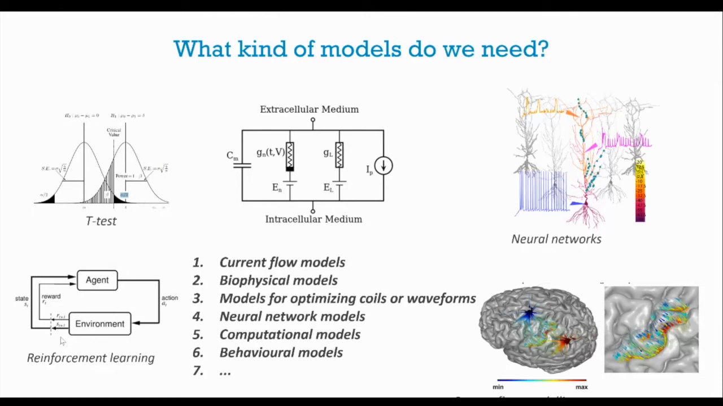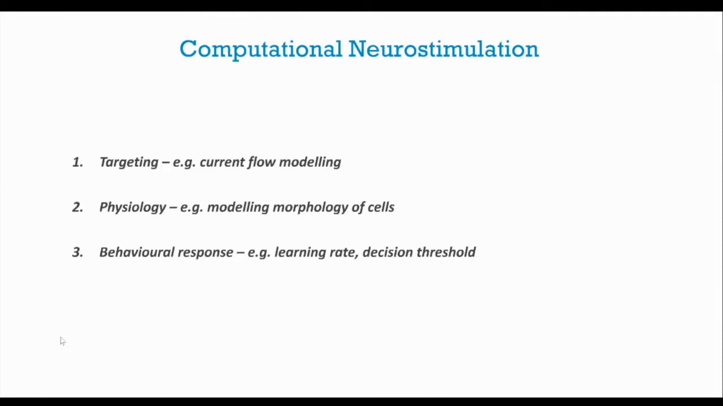I'm going to browse through three topics basically. One is about models that address the targeting, so current flow models, for example, models that help us define what we're stimulating, how much we're stimulating, and so on and so forth. And then models that tell us something about the physiology, say that model the morphology of cells or entire networks, and then models that tell us something about the likely behavioral change and what underpins it.